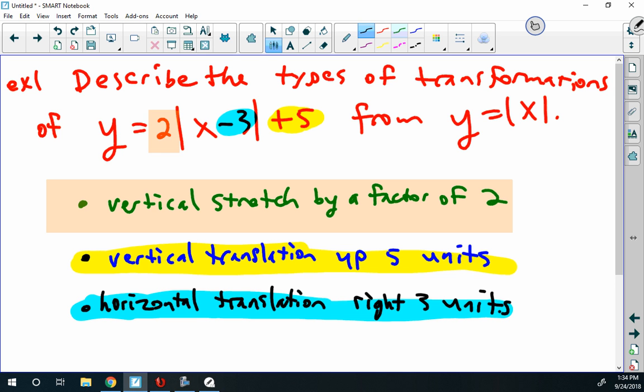Now, for those of you who are wondering, well, what about a reflection? Did we stick a negative in front of the x? Nope. Did we stick a negative in front of the absolute value? Nope. To have a reflection, we would have had to have a negative in front of the x or a negative in front of the absolute value, which we have neither. Any questions about that example?